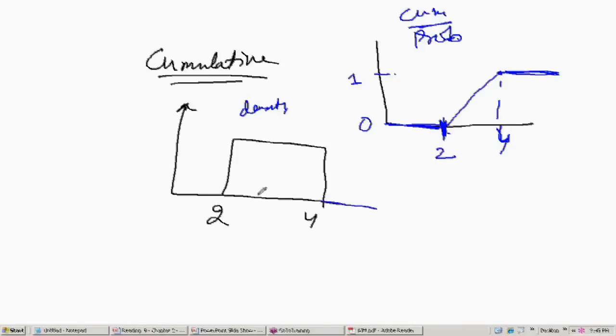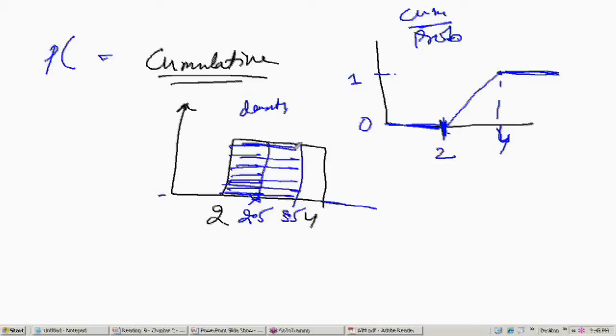Why? Because above 4, the entire x has already occurred. So what is cumulative? If you want to find the cumulative probability of 2.5, you are finding the probability up till 2.5. If somebody asks the cumulative probability of 3.5, you are finding the probability up till 3.5. So the cumulative probability is always an increasing function. Between 2 and 4 it is increasing, and it will become like this.